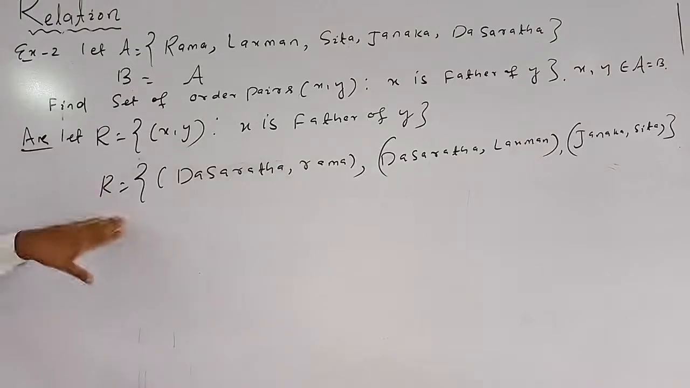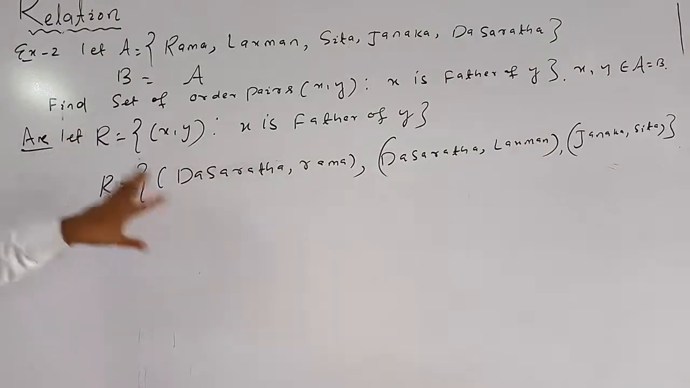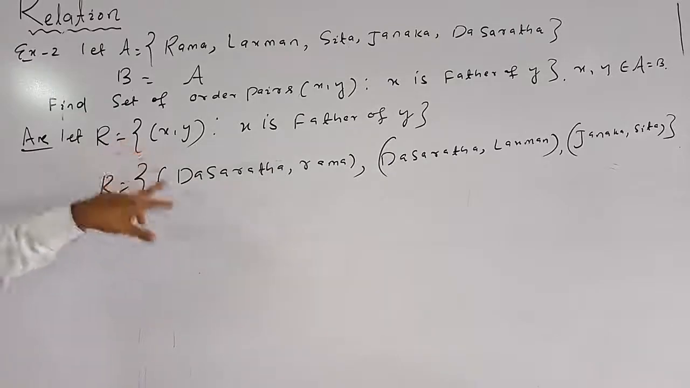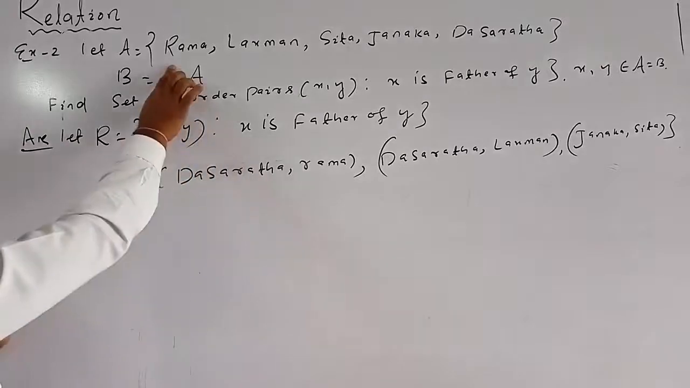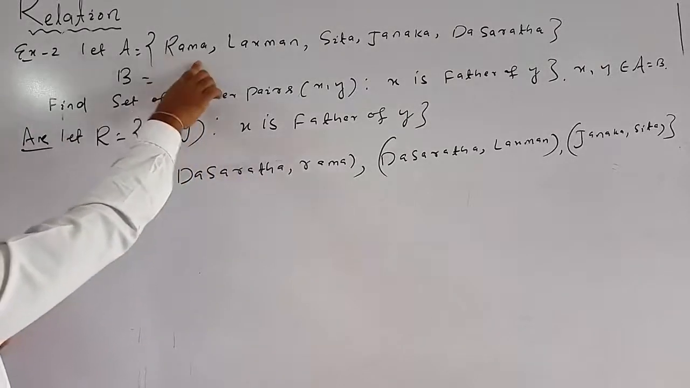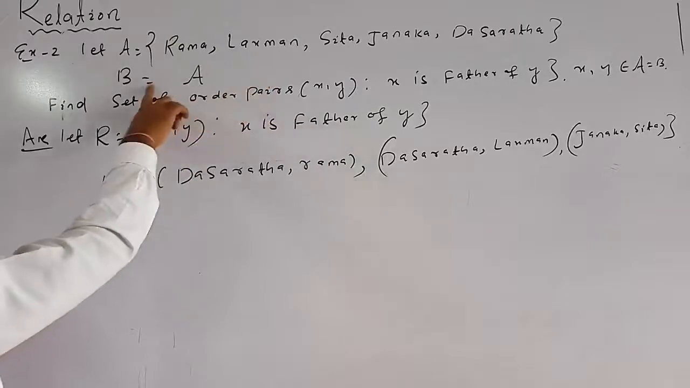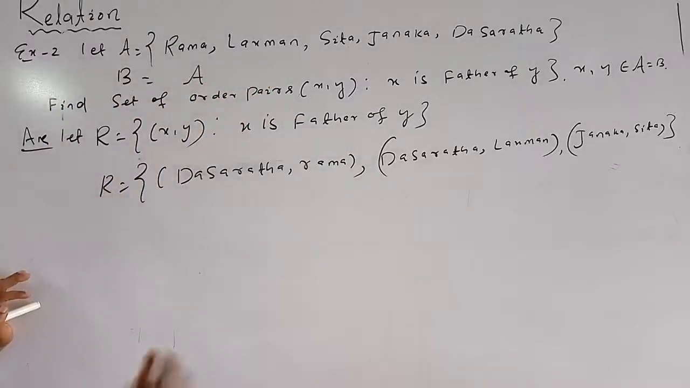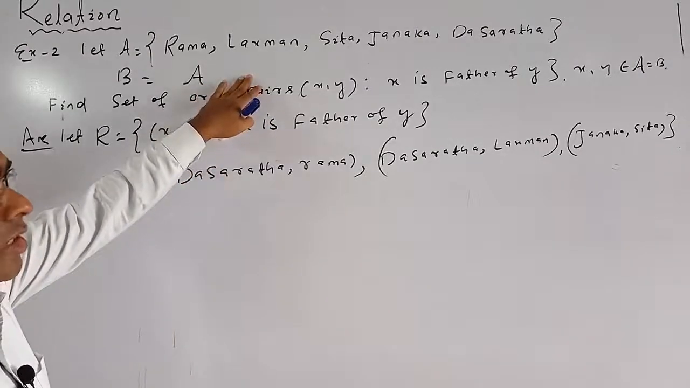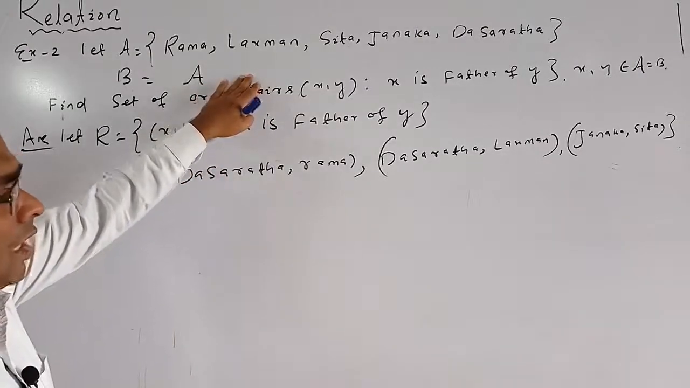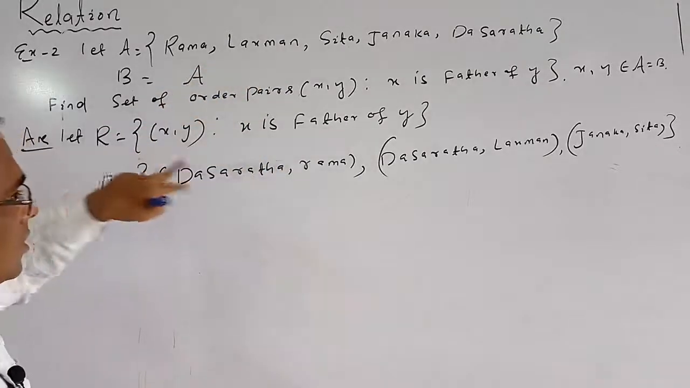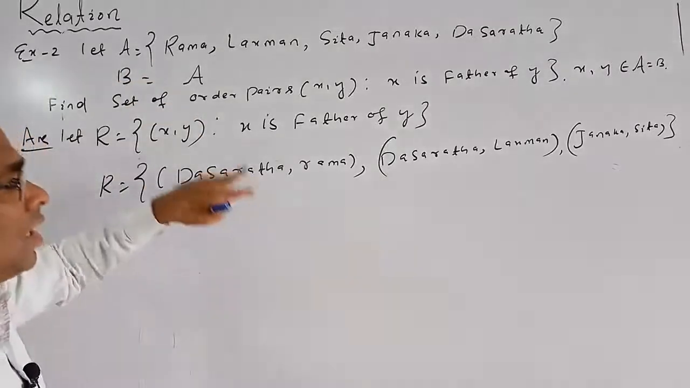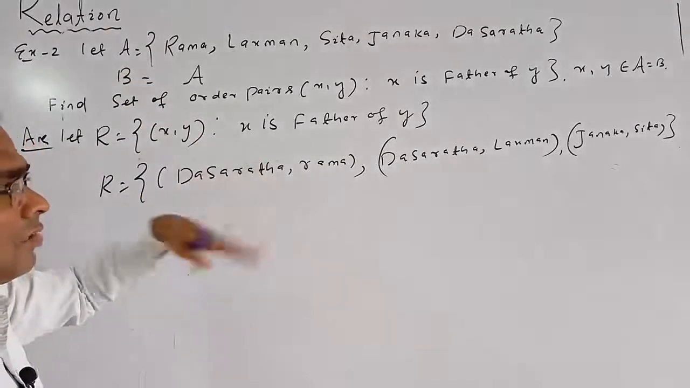So here we definitely say R is the fatherhood relation, and that relation must be a subset of A cross B, because set A contains 5 elements and set B also contains 5 elements. The number of order pairs in A cross B is 25, and this relation must be a subset of A cross B. So here R is a subset of A cross B, and it is the fatherhood relation.